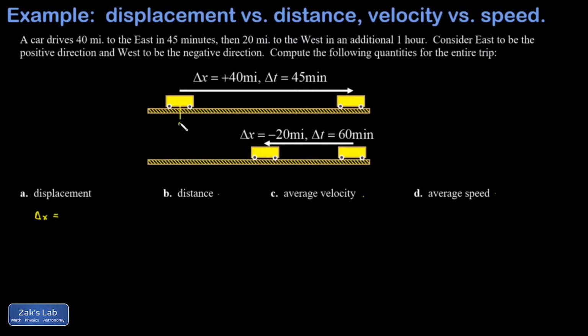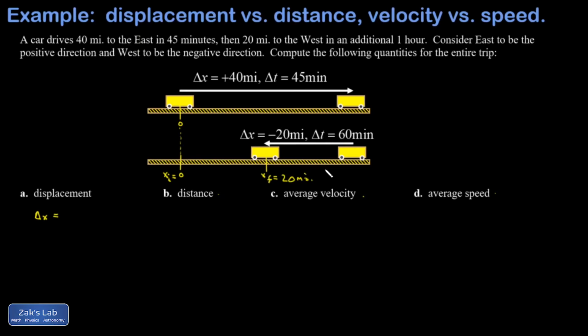I didn't specify it in the problem, but I think the initial position of the car should probably be used as the origin here. And my initial position for this total journey is 0. So that's x initial. And my final position, well, 40 miles to the right and 20 miles to the left produces a final position of 20 miles right of the origin.